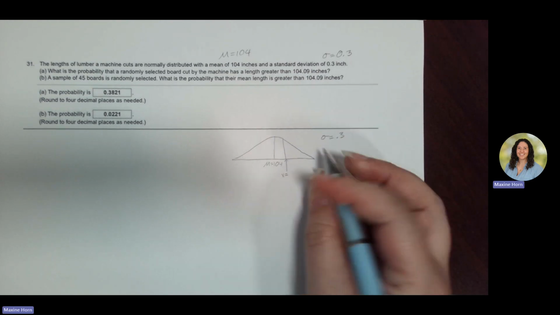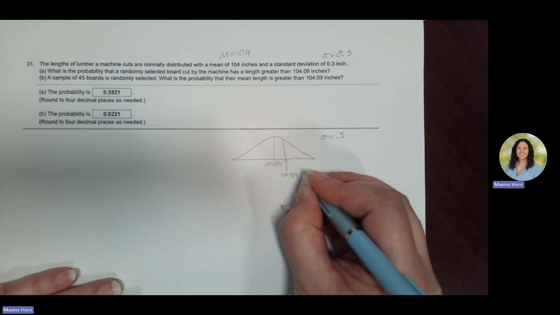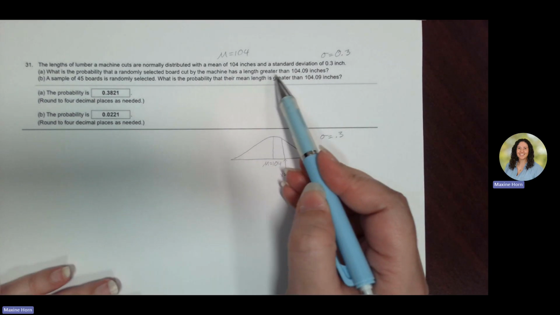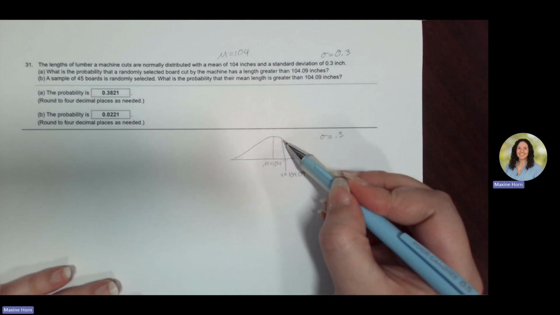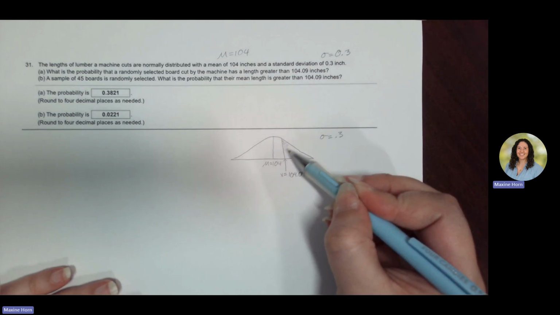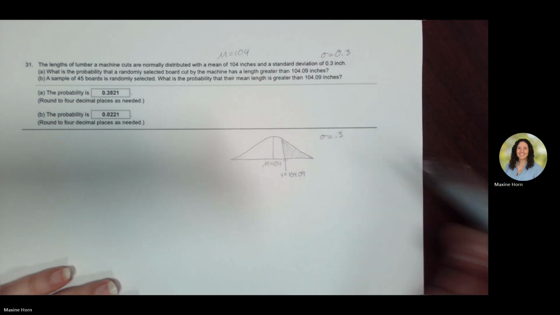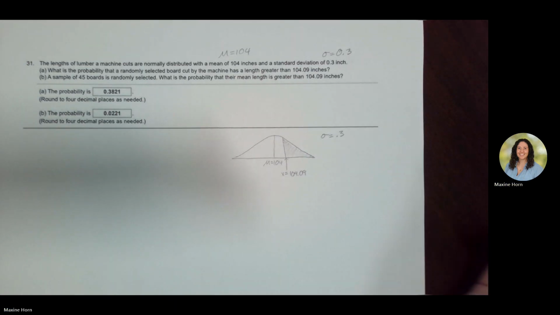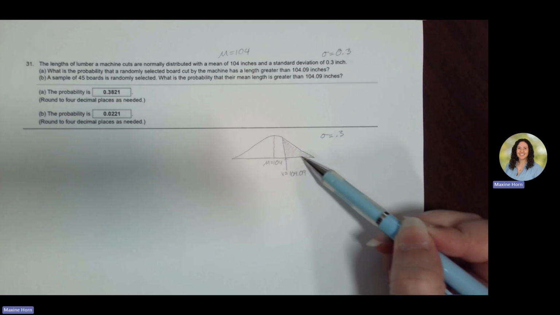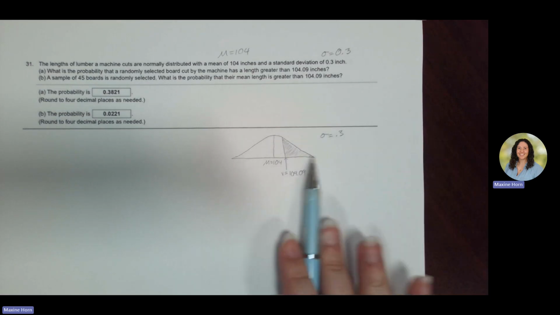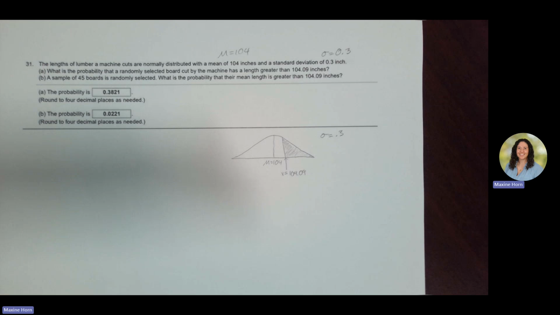It's not very far to the right, but it's a little bit to the right. And so that's an x value of 104.09. And they want the probability that it has a length greater than that. So what's the probability that an x value is going to be in this region, in this shaded area? Okay. So I need to find that area because that is the probability that something is greater than that.